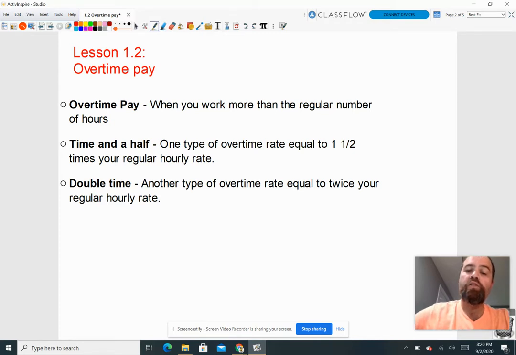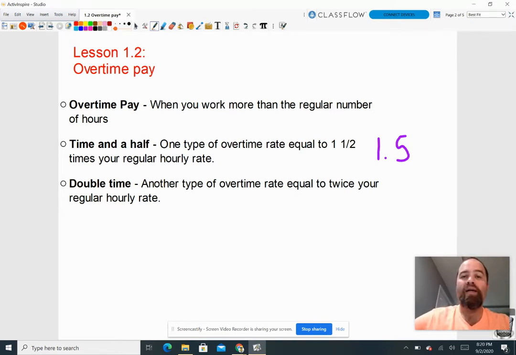So for time and a half, they will pay you 1.5 times your normal rate. So if you say make $10 an hour, 1.5 times that would be $15 an hour. So all of the hours you work, if you're making time and a half overtime, would be $15. For our purposes, we're going to use 1.5 as our multiplier, but you can use a fraction if you're more comfortable with fractions.